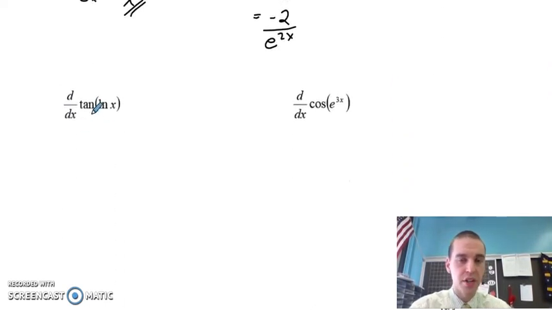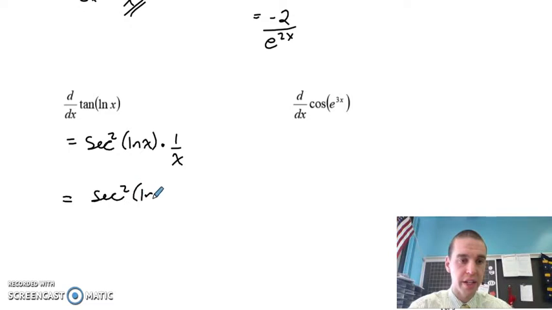Last two, of course I throw in some trig functions here. The derivative of tangent is secant squared x, so secant squared inside ln of x, multiplied by the derivative of the inside, 1 over x. And so we're going to get secant squared of ln of x, all divided by x. Do not even think for a minute here that we can cancel these x's. This is of ln of x, and we cannot cancel it. So that's our final answer.